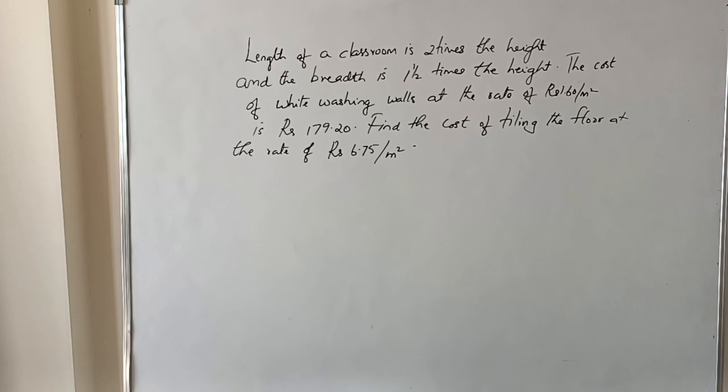This particular sum I have taken from R.D. Sharma. Actually, most of the sums I have done in this particular video, I have taken from either R.D. Sharma or from NCERT. So, let us have a look at this sum. The length of a classroom is 2 times the height and the breadth is 1.5 times the height. The cost of whitewashing the walls at the rate of 1.60 is rupees 179.2. Find the cost of tiling the floor at the rate of so and so.